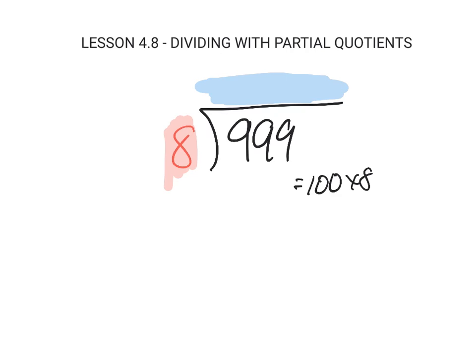So let's go ahead and highlight my divisor. Highlight my partial quotients. Perfect. Now, 100 times 8 is 800. Subtract 800 from 999. 9 minus 0 is 9. 9 minus 0 is 9. 9 minus 8 is 1. All right, we're getting there. Now you're probably like, well, what do we do? Remember, basic facts, right? Don't look at the 199. Look at 19 and 8. 8 times what gets me close to 19?